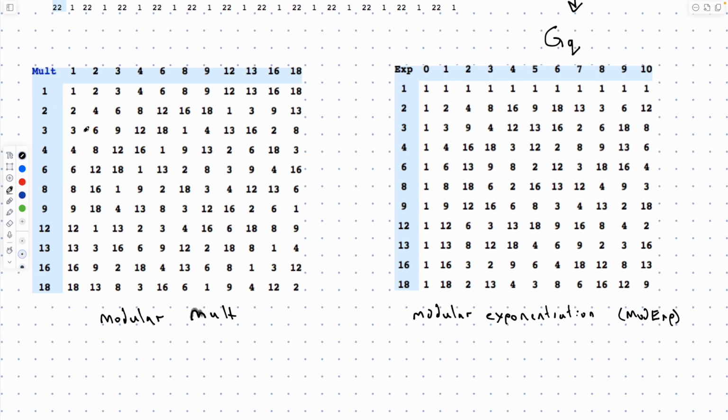Let's start here. Okay. Is there an inverse for every element? How do I know? There's a 1 in every row and every column. So everywhere there's a 1 somewhere. So what that means is I can always find the inverse of an element if I need to do it.